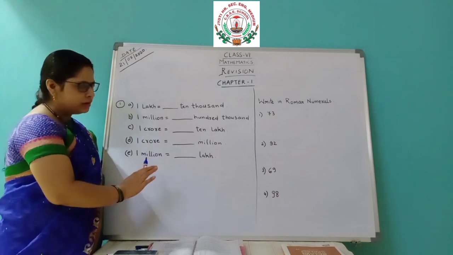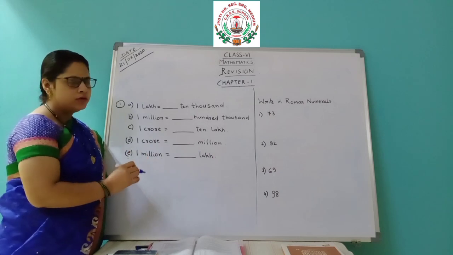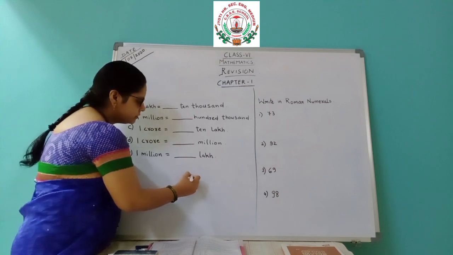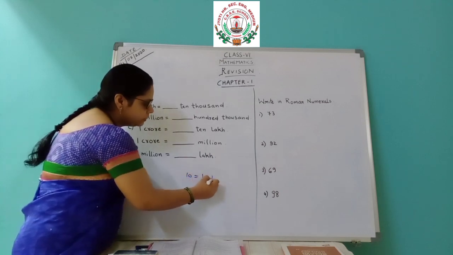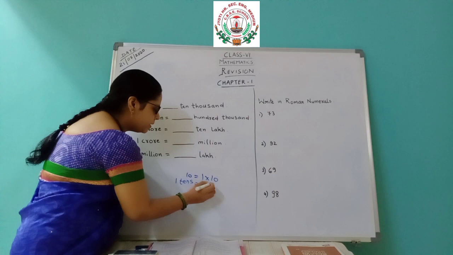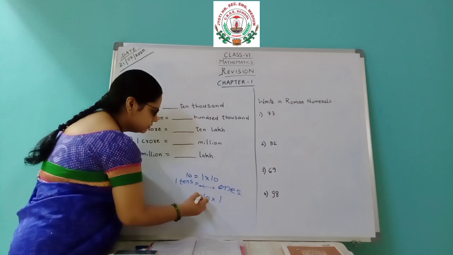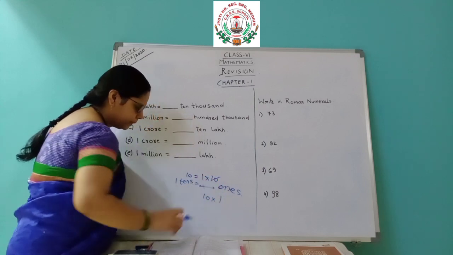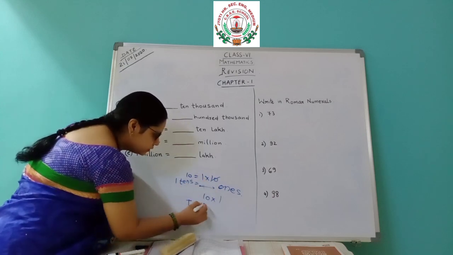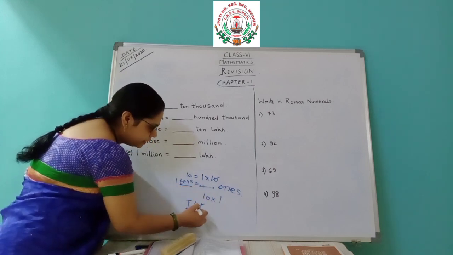Only fill in the blanks are given. Don't just learn, try to understand how we are converting. For that, I will take some examples and explain. Suppose tens, or 10, is equal to 1 into 10. If I ask, 1 tens is equal to how many ones? That means 10 into 1. If I write units, then tens, the units get cancelled and only tens is left. So tens is equal to 10 times ones.